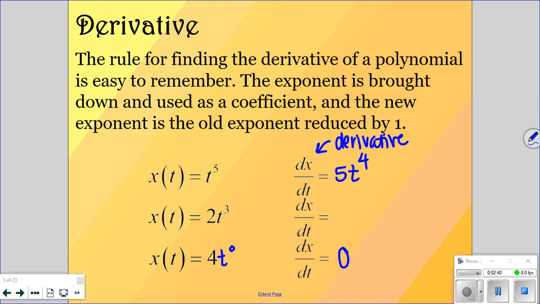For the middle one, I want y'all to try it by yourself, and then we'll go over it. So if y'all need to pause the video, do so. Alright, so we're going to pull the 3 to the front, so it's going to become 3 times 2, which is 6, and then the exponent is going to become a 2. And so that would be your answer. So that's how you take derivatives.